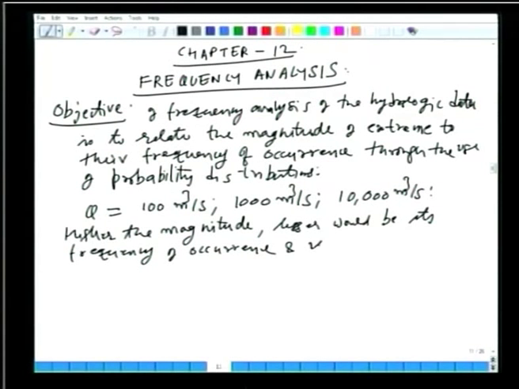And vice versa. Okay, the opposite is also true. If the magnitude is less, it will be occurring more frequently.